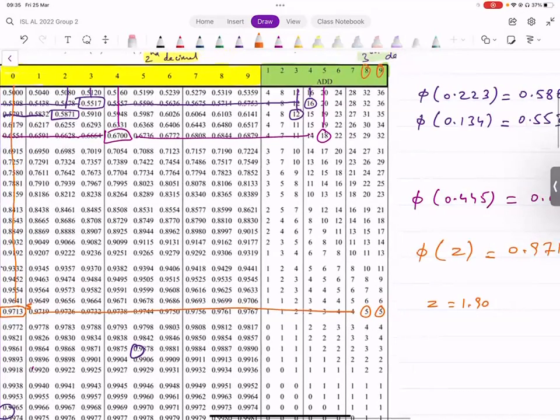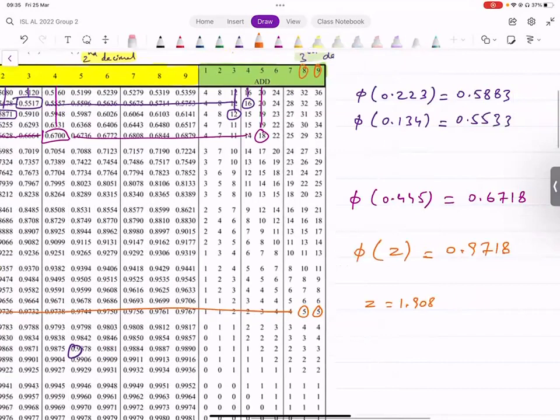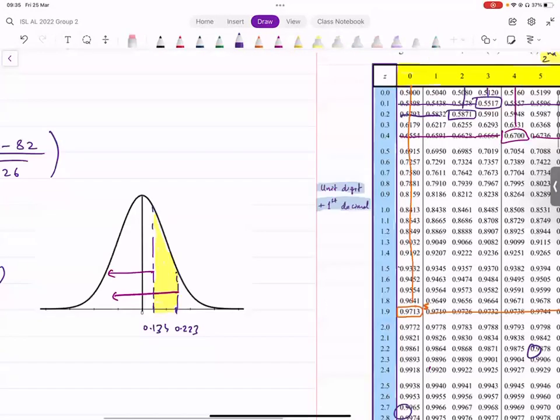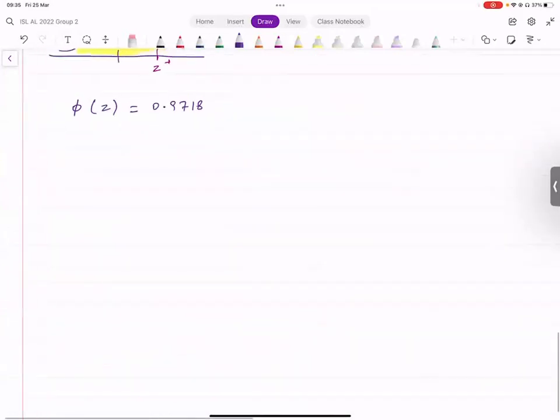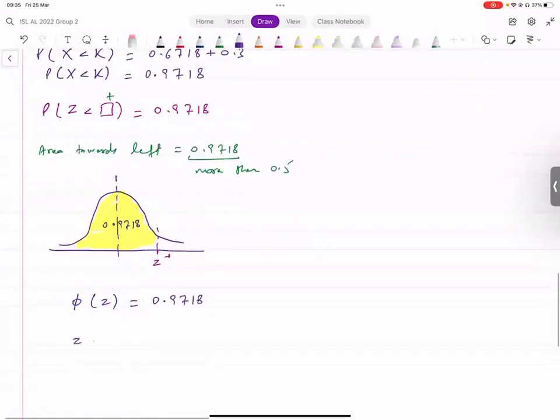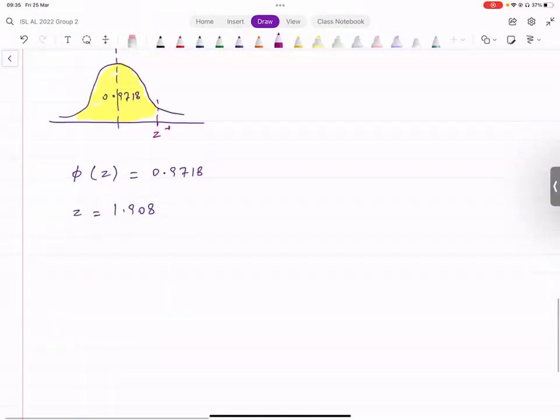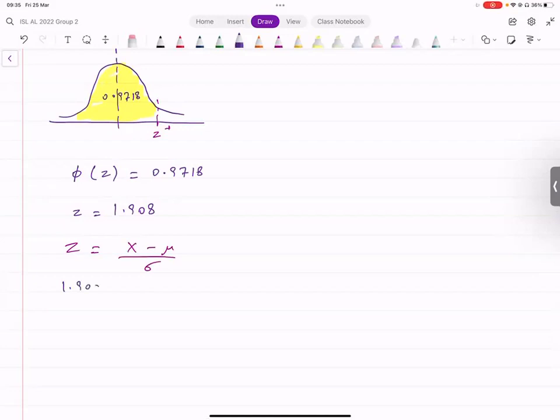You can use any of them. Let's say I use 8. 9 भी यूज कर सकते थे वहां पे. So z की वैल्यू क्या आ गई? 1.908. z is 1.908. z पॉजिटिव था, हमें पता था, तो उसको ऐसे रहने देंगे. We just use the formula now. Z equals x minus mu over sigma. That's 1.908.